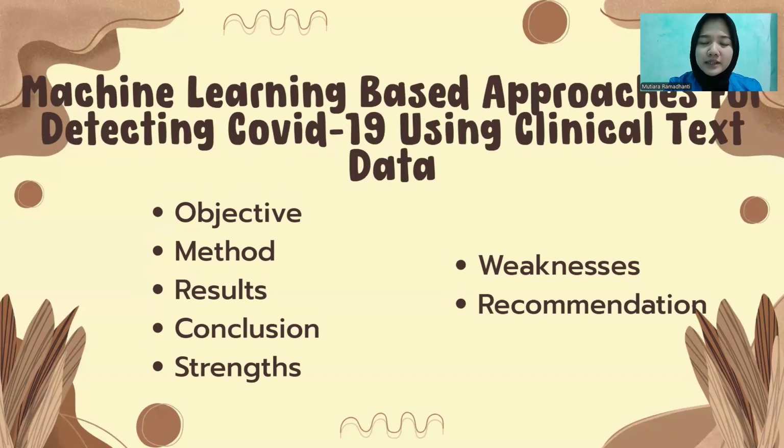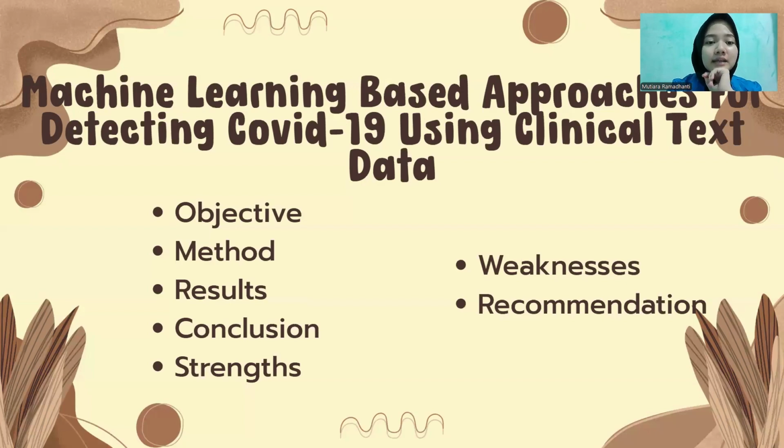Next, I'm going to explain the second journal, which focuses on machine learning approaches for detecting COVID-19 through clinical text data. The first one is objective. The objective is to develop and evaluate machine learning approaches to accurately and efficiently classify clinical text reports into different disease categories, specifically COVID-19, SARS, ARDS, or a combination of COVID-19 and ARDS.